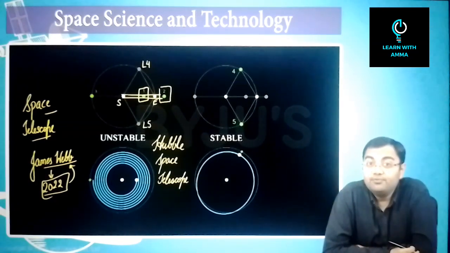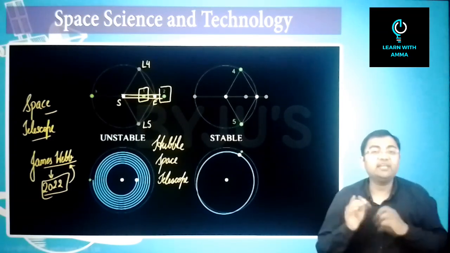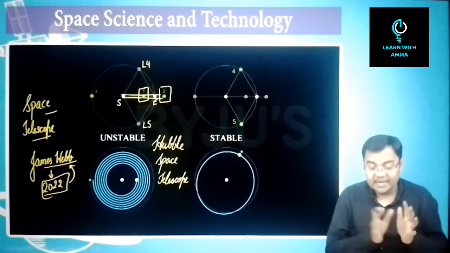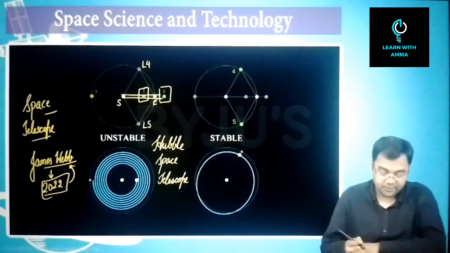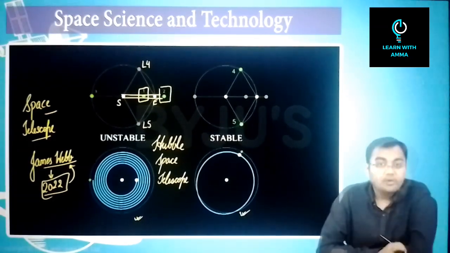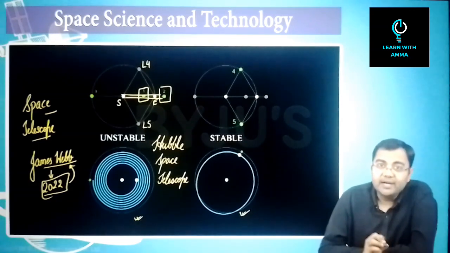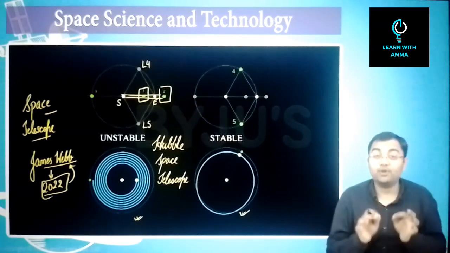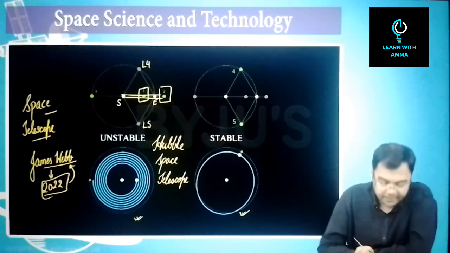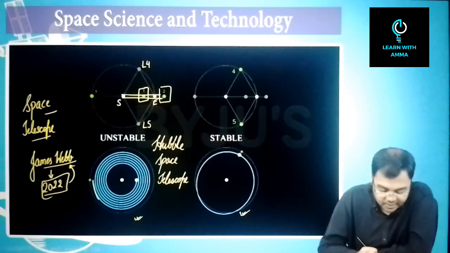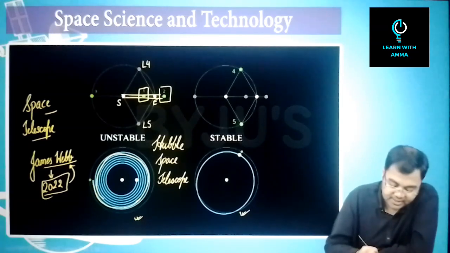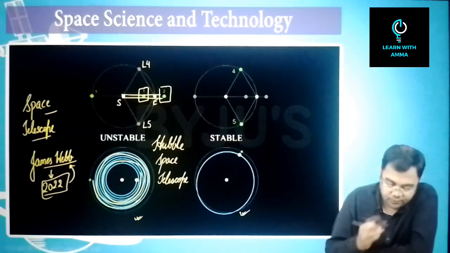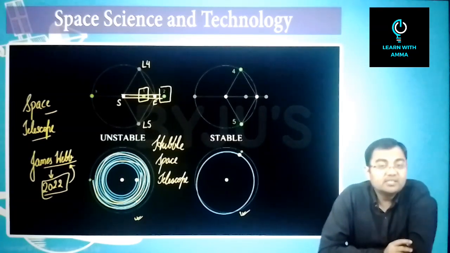When you look at L4 and L5, these are very stable points, more stable as compared to L1, L2 and L3. Look at the picture that you have here, the bottom two diagrams. When something is at L1, L2 and L3, and if it is dislodged from this point, then it will start to spiral towards the center. It will start to spiral towards the center and it will ultimately fall towards the center. This is what will happen.